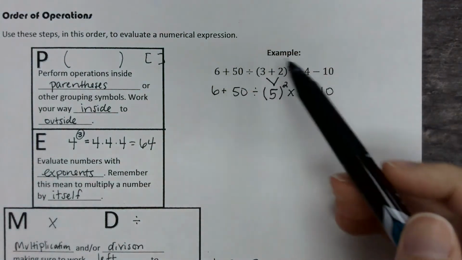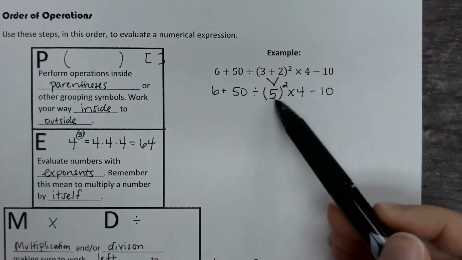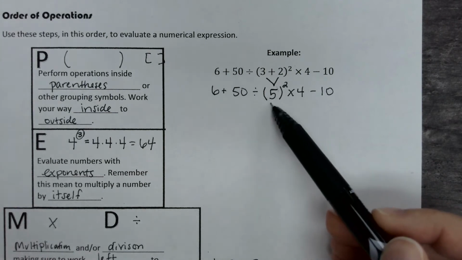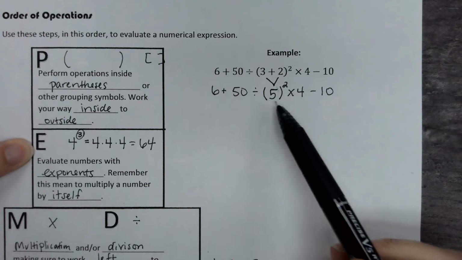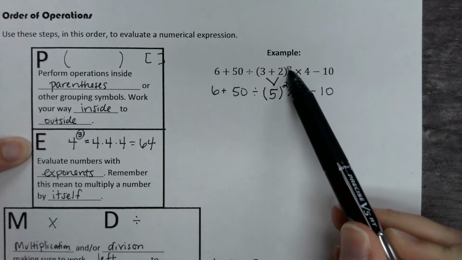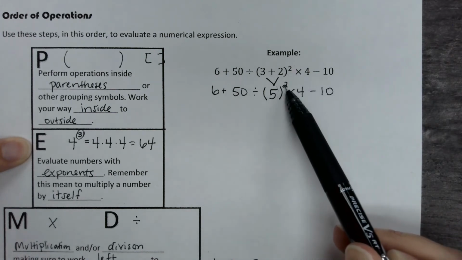All right. Now, inside these parentheses, everything's evaluated and it's done. We have everything simplified. We have no more operators inside the parentheses. So I'm going to take my exponents next. Remember, the little guys are my exponents. So I'm going to take 5 squared.